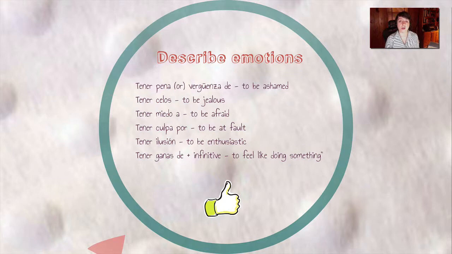Tengo miedo a. Like I might say, tengo miedo a hablar en público. I'm afraid of talking in public. No, not really. But tengo miedo a. Or sometimes tengo miedo de. They are both correct. Tengo culpa por. Tengo ilusión.